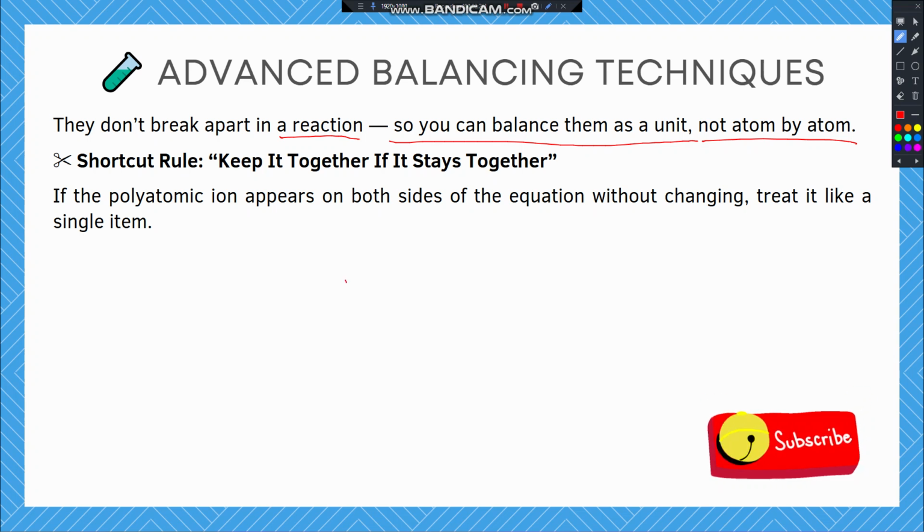For instance, if you have the sulfate ion SO4 on the reactant part of a chemical equation, and you have that same sulfate ion SO4 on the product part, what we're simply saying is that to balance that equation, you treat this SO4 as a single unit. So you do not begin to balance sulfur first and then oxygen next. No, you simply balance this as a single unit.